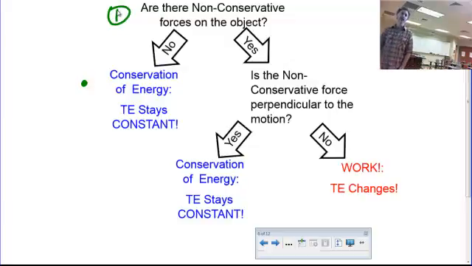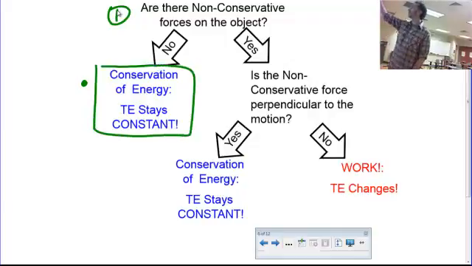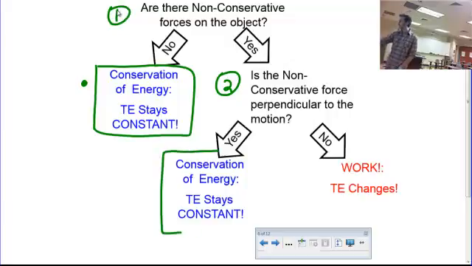So if the only forces acting on your object are gravity or a spring or a rubber band or something, then your total energy is going to stay constant. If the answer is yes, if there is a non-conservative force, then you have to ask yourself a second question: is that non-conservative force perpendicular to the motion? Now, if the force is perpendicular to the motion, then again, it's still a conservation of energy problem.